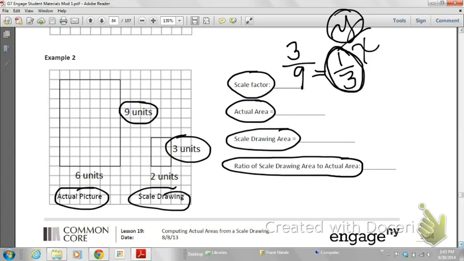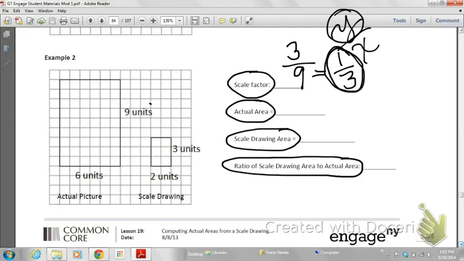Okay, now we're back here. We just figured out our scale factor, which is 1 over 3. Our actual area, which is over here, go ahead and erase these. Okay, and again, I think many of you are getting snappy. If you have this done and you don't need to watch this, just move on ahead. So we have 9 times 6 for actual, and that is going to be 54 units squared.